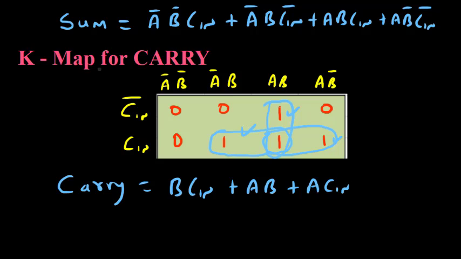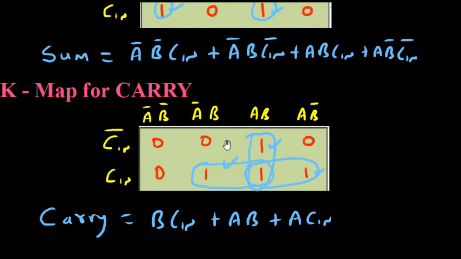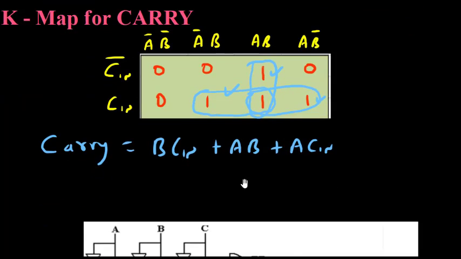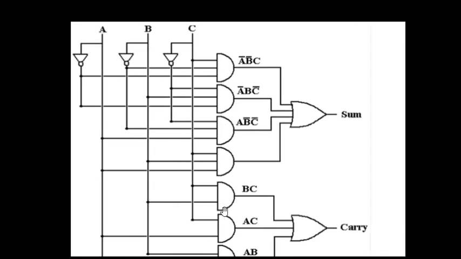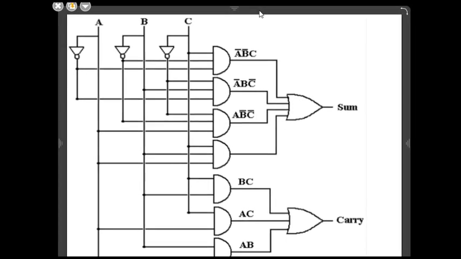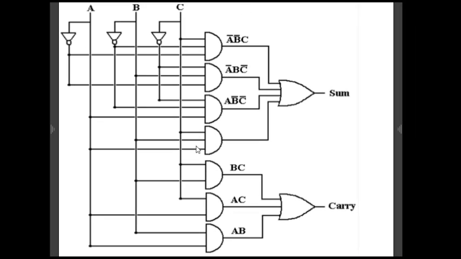So now because we got 2 equations here and both are SOP equations, and for SOP we know we require an AND-OR combination. So this is the final diagram. This is the final circuit. Okay. This is the final circuit diagram, and this diagram is what we have.